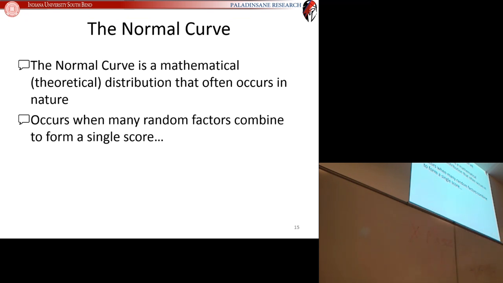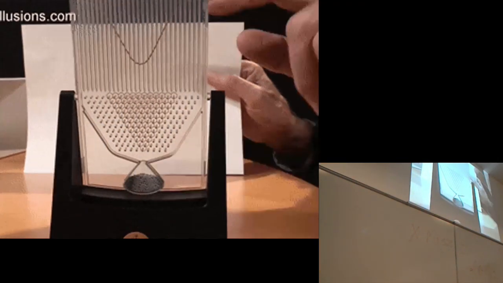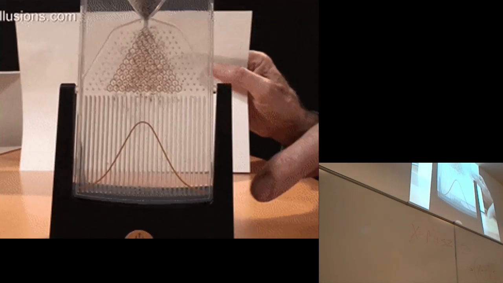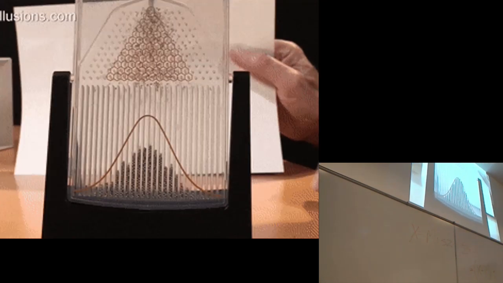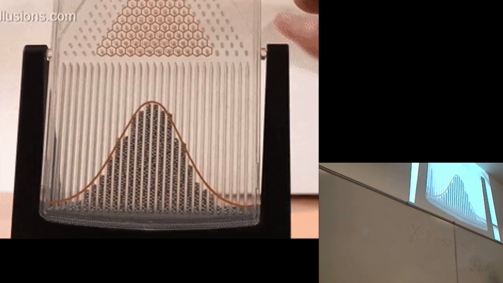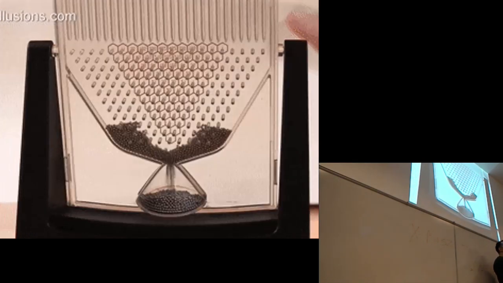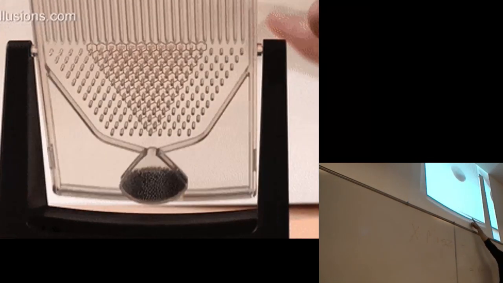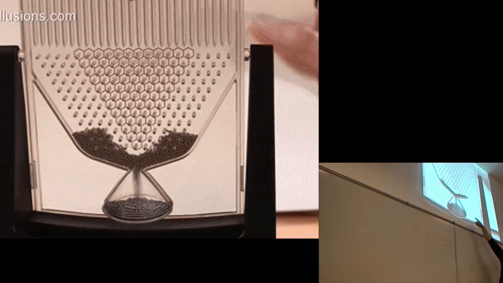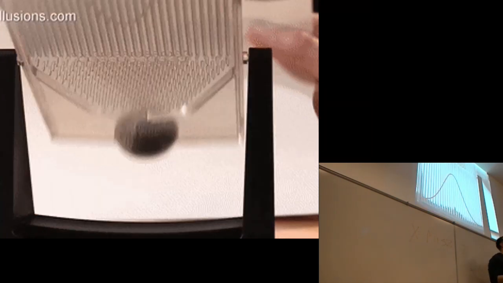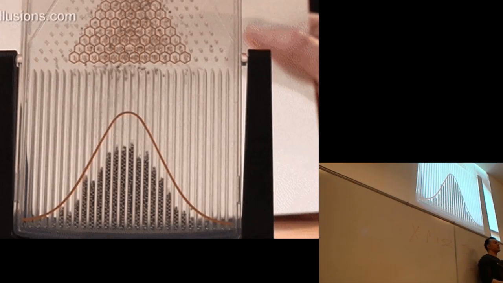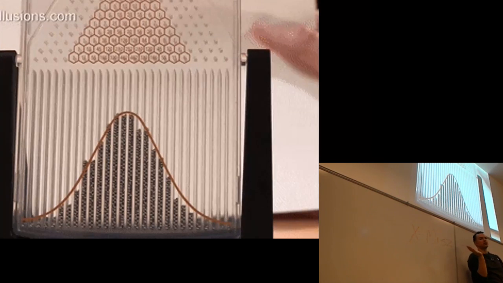So let's take a look at a visual example of many factors contributing to a single score. This is an illustration of a normal curve in action. What this is, it's a mechanical device. There are these small metallic balls, and when they get flipped, they fall through this peg system. And these pegs can do one of two things. They can knock them to the left, or they can knock them to the right.